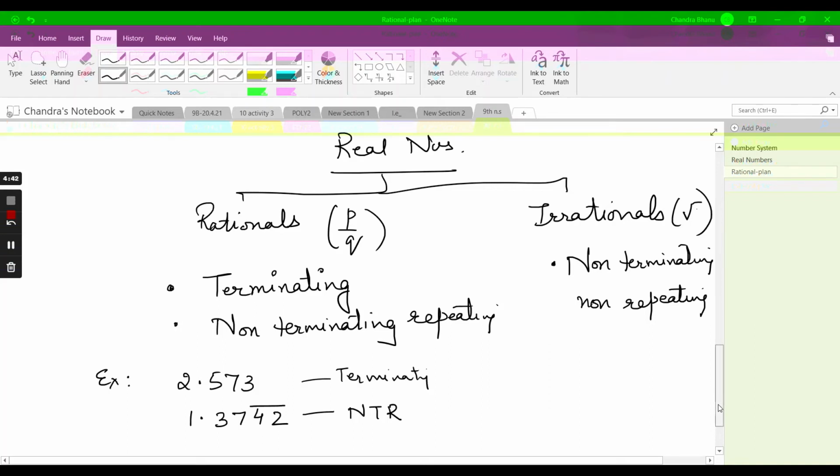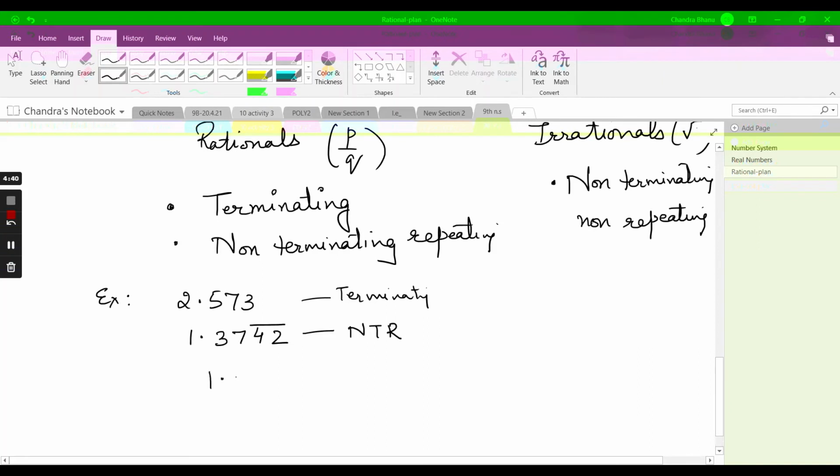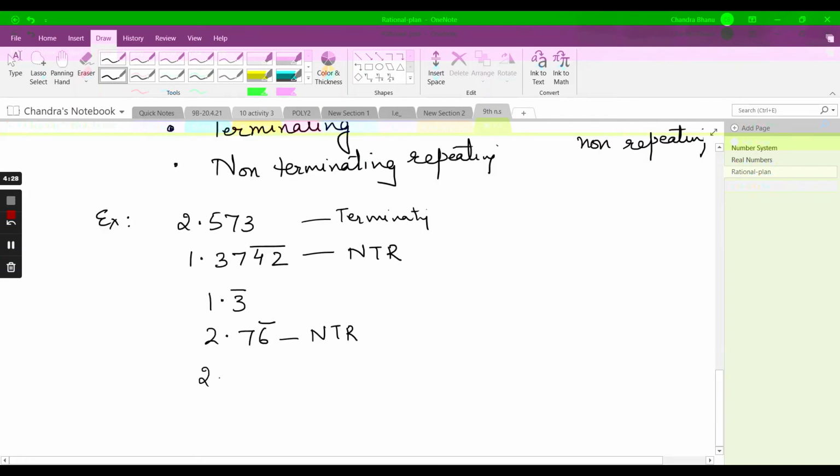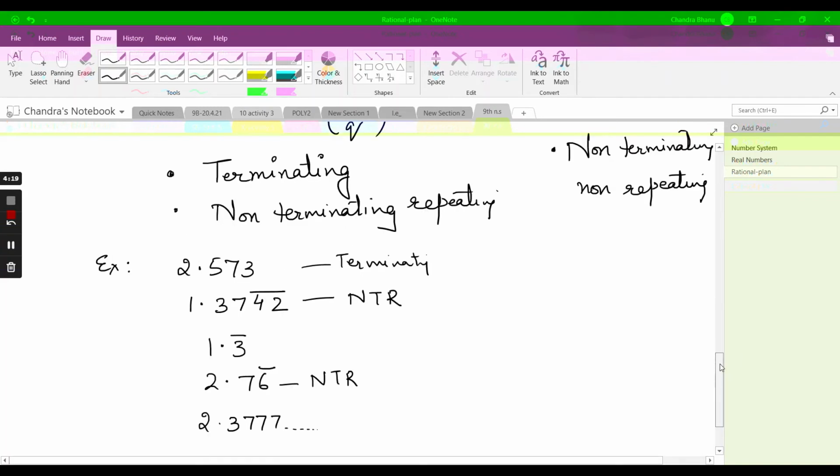Let me take a few more examples. 1.3 bar, 2.76 bar. So these are non-terminating repeating. And we also write them in dot form, like 2.3777 dot. What does this dot represent? It means it is not stopping, it is non-terminating.